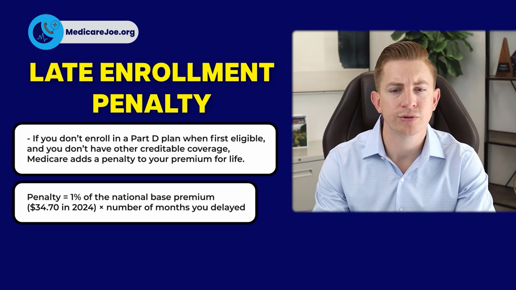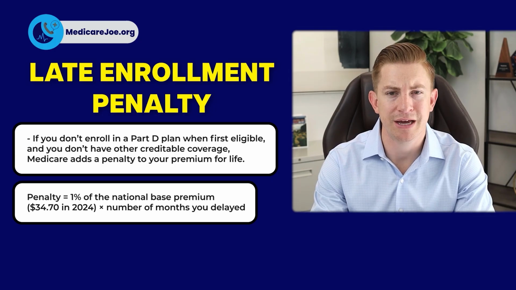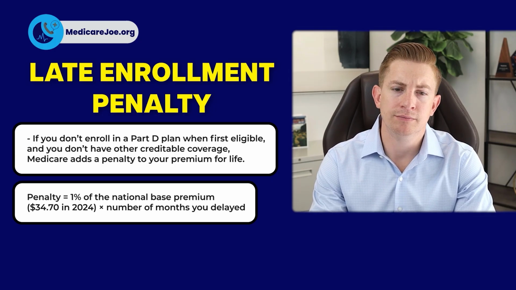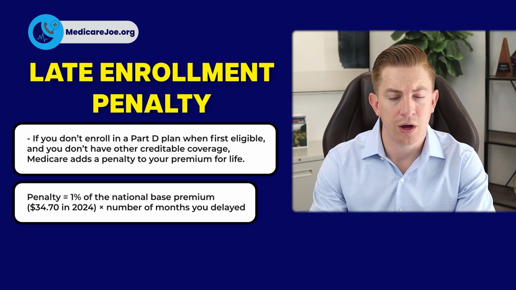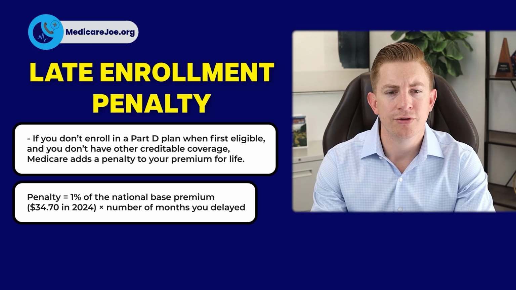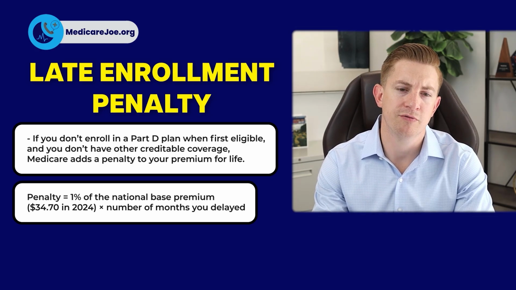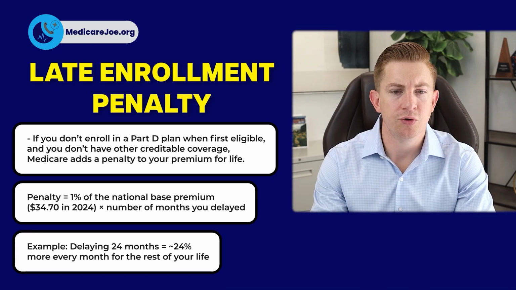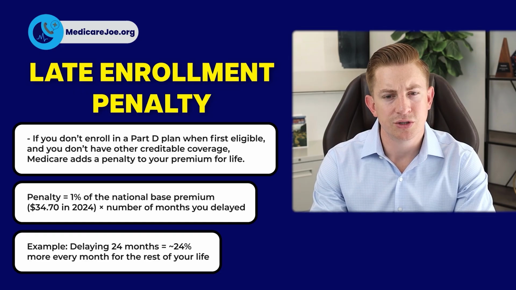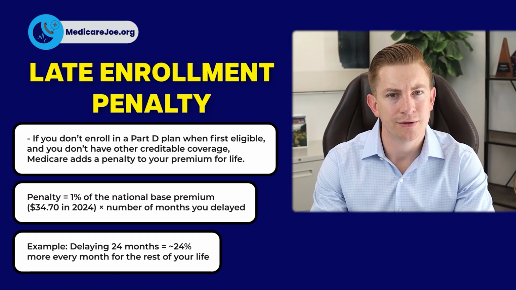So that 1% is based on the national base premium, so that can differ every year as well. But for every month you delay, you pay a 1% penalty on what the national base premium would have been. So for example, if you delay 24 months, 2 years, and then you start Medicare, your premium is going to be 24% higher than what it would have been, every month for the rest of your life. The penalty never goes away.